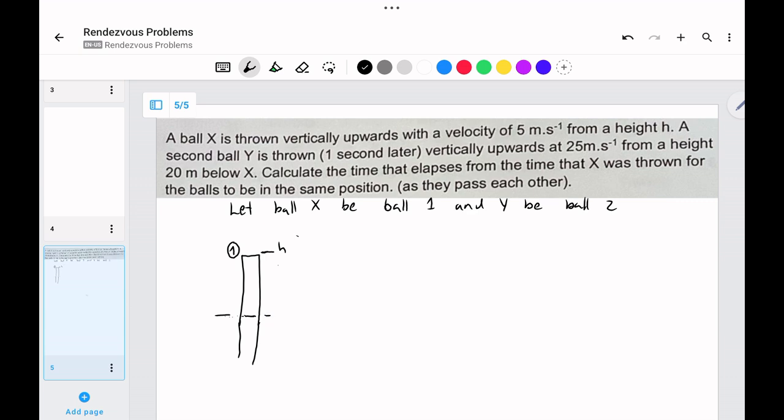It's definitely not clear that Y is thrown from the ground, so let's not make that assumption. So this is 20 meters. If this here was height h, then this is at the level of h minus 20. This is where object 2 begins to fly from, and it goes at 25 meters per second this way, and then ball 1 was thrown at 5 meters per second that way.